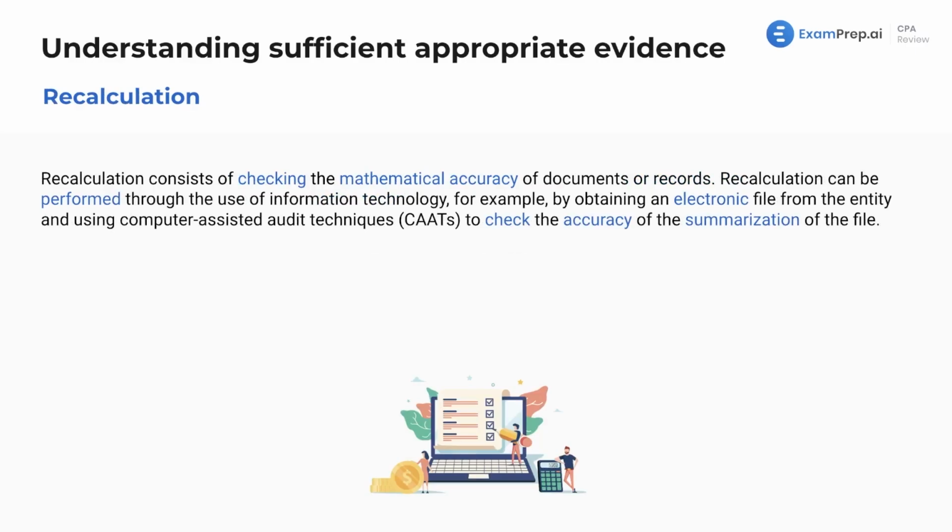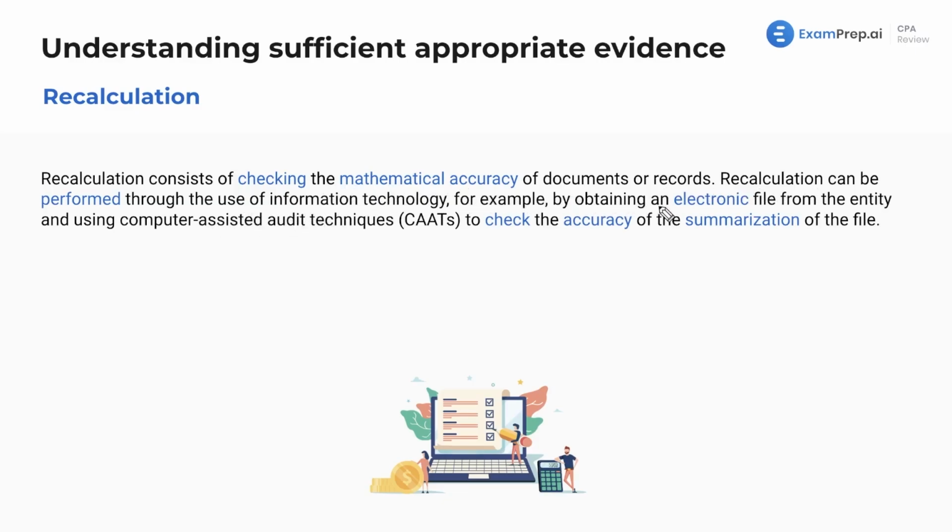Recalculation, this is just the process of the auditor redoing the math, right? Hey, did the client accidentally have an error? Or maybe they're trying to commit fraud or misstate something. Recalculation consists of checking the mathematical accuracy of documents or records. Recalculation can be performed through the use of IT.